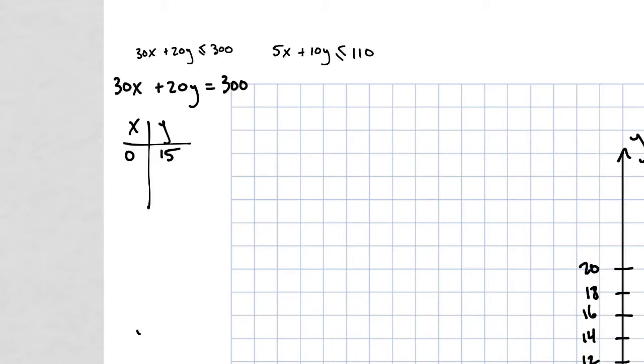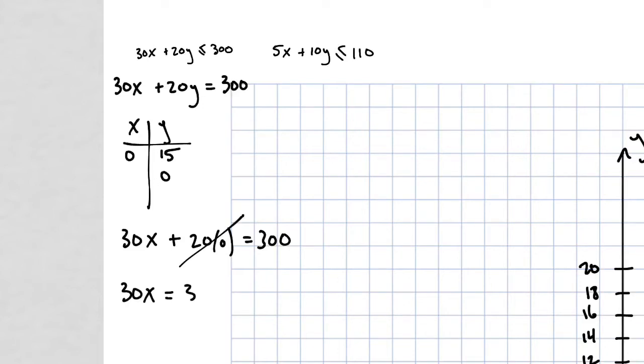Next we're going to do the same thing by setting y to 0. So when y is 0, what does x equal? 30 times x plus 20 times 0 equals 300. Anything times 0 is 0, you can cancel that. So we're saying 30x equals 300. x equals 300 divided by 30. x equals 10. So when y is 0, x is equal to 10.